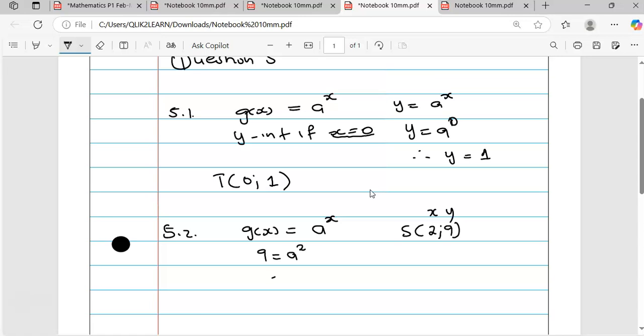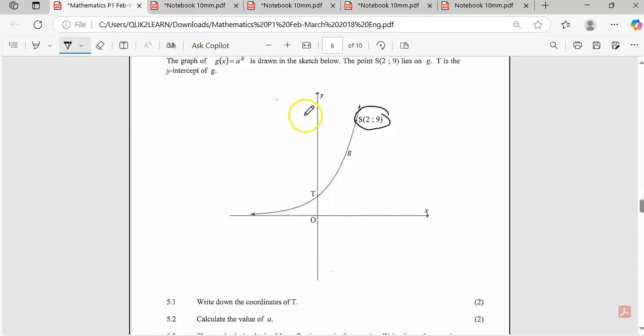Then we solve for a. Therefore, 9 is equal to a squared, so you take the square root of both sides. Therefore, a is plus or minus 3. We can conclude and say the value of a is 3. Why? Because a is greater than 0. How do we see that a is greater than 0? If the value of a is greater than 0, your graph will look like this. This is how your graph will look. That's why we are saying that the value of a is greater than 0.